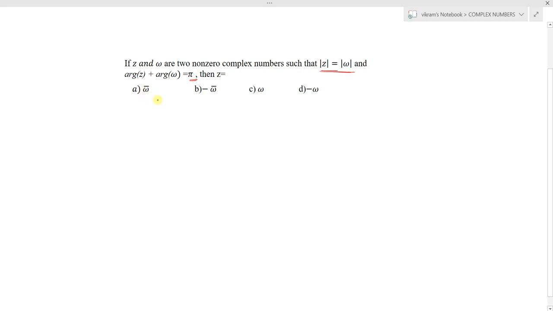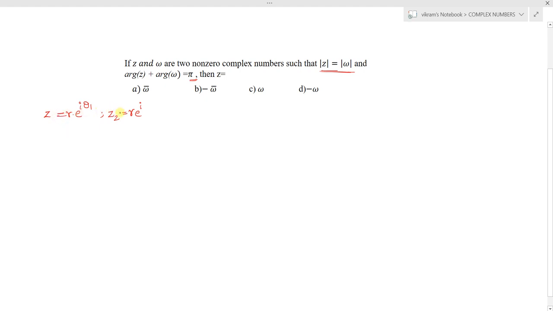Now what he has given in this question is modulus of z equals modulus of w, and argument of z plus argument of w equals pi. So we can write this in Euler's form. Let us consider z equals r into e power i theta 1, and here z and w. So we consider the first one as z.